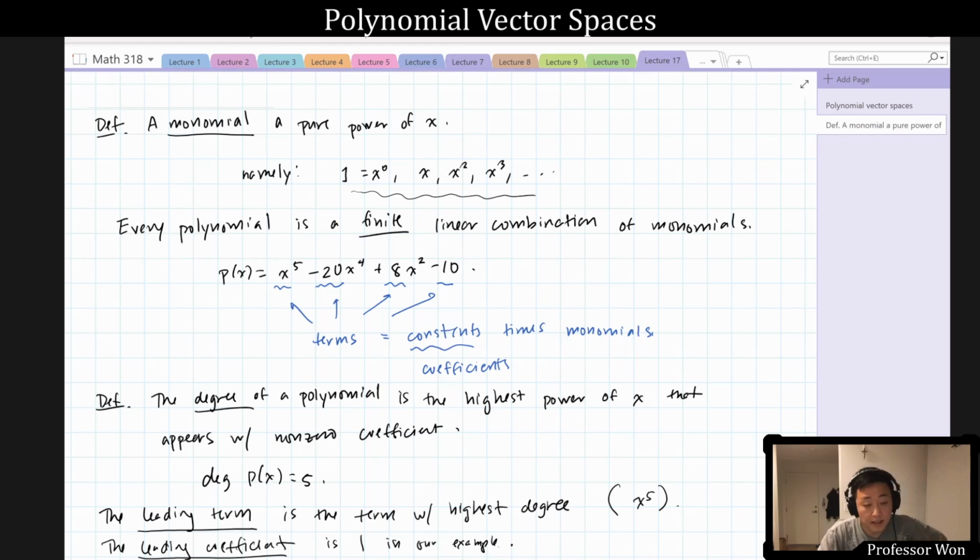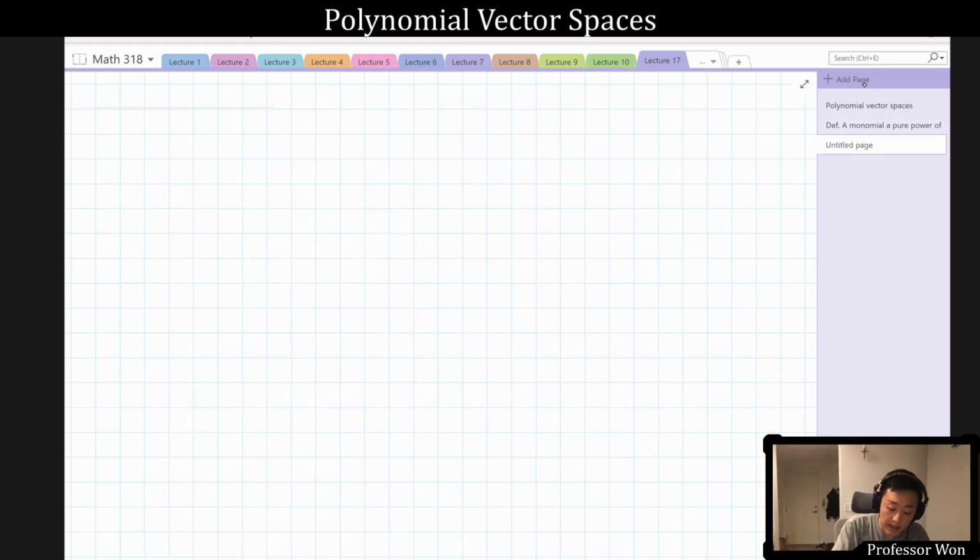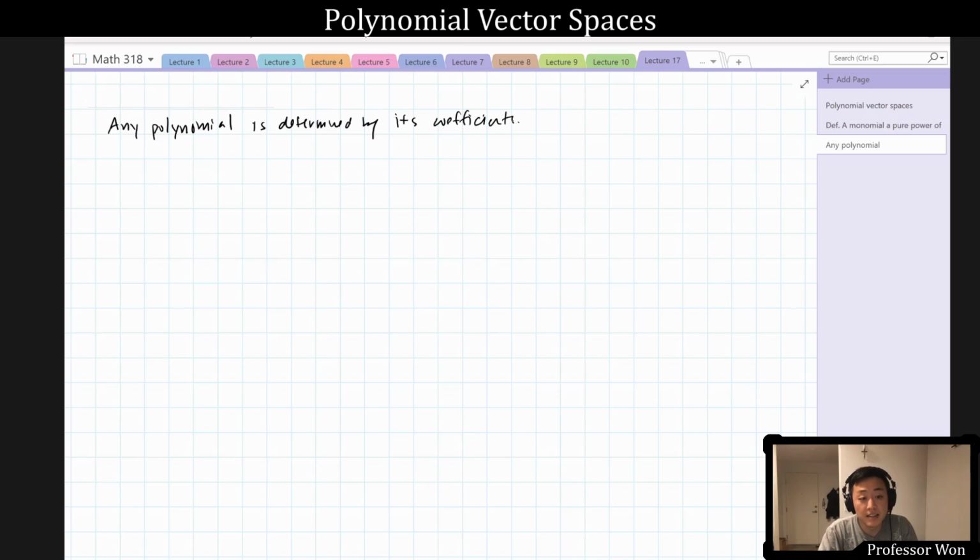Okay, and the point is that if I just tell you the coefficients of a polynomial, then it determines the polynomial. Assuming that I also tell you all of the zeros, right? So any polynomial is determined by its coefficients. And when you list the coefficients of a polynomial, you also list zeros where the term doesn't appear, right?